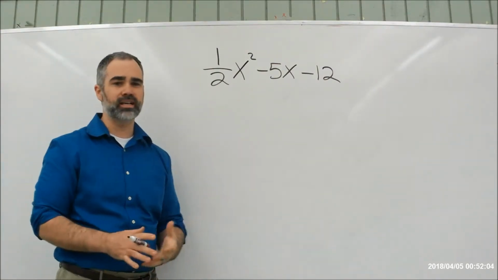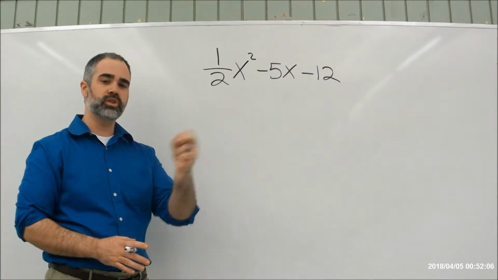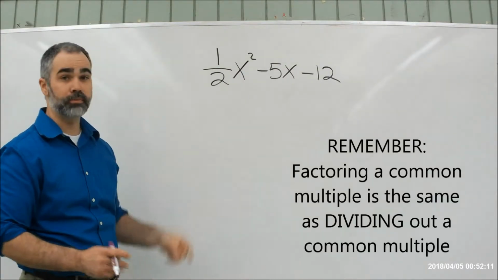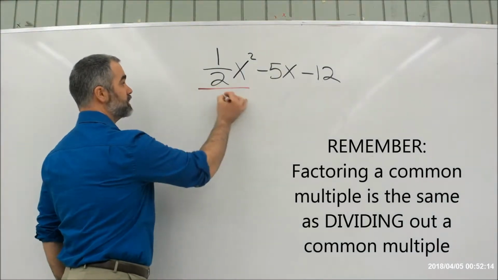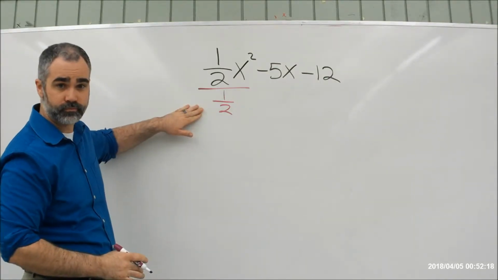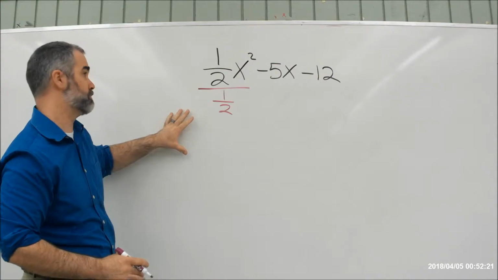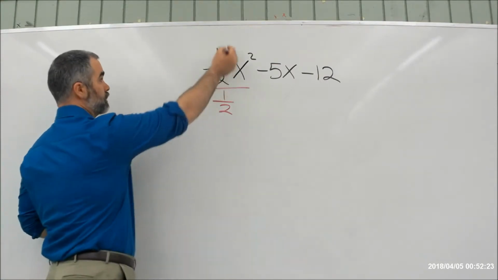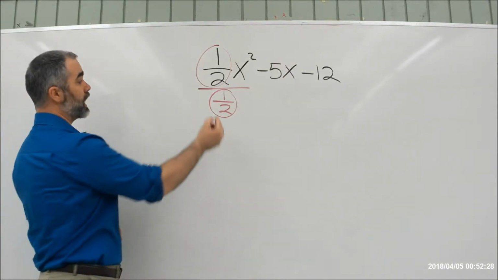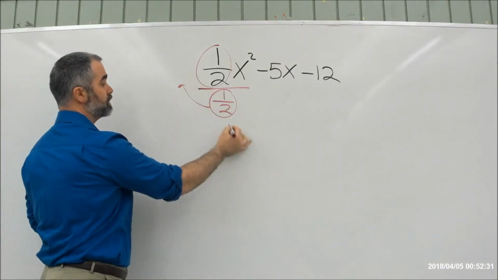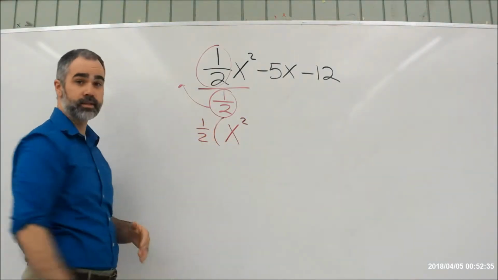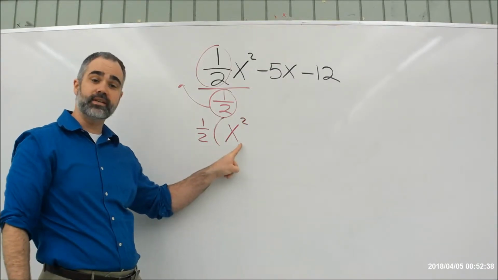Now, that's kind of a weird idea to factor out a fraction, but if we think about what we're doing when we factor out a common multiple, that's going to help you with this. So let's see what would happen if I divided out 1/2 and 1/2. You have to think about how fractions work for a minute, but anytime you divide something by itself, you get 1. So if I were to factor out a 1/2, I'm going to be left with an x squared here. The 1/2 would be out front, and x squared is really easy to factor.